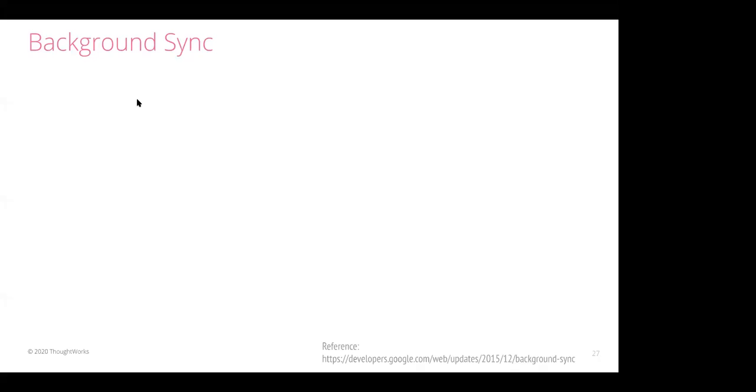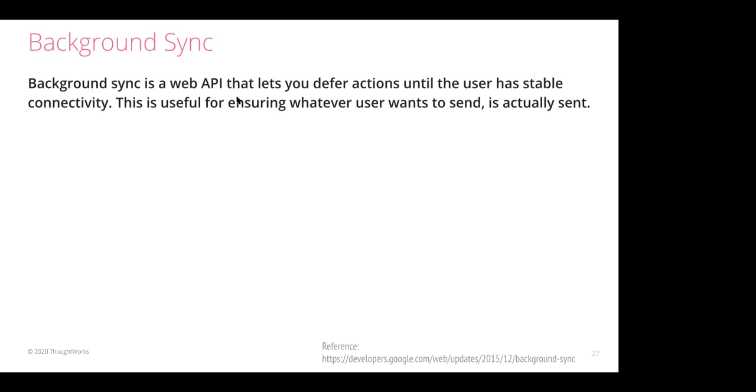So this is where background sync can help you. Background sync can save us from this bad internet connectivity, or where you want offline rich experiences. Background sync is a web API which can help you in deferring actions until the user has stable connectivity. And it will ensure that if a user wanted to send a message, it's actually sent. It gives you the confidence that yes, you can rely on me, I'll send this. It's like a post.